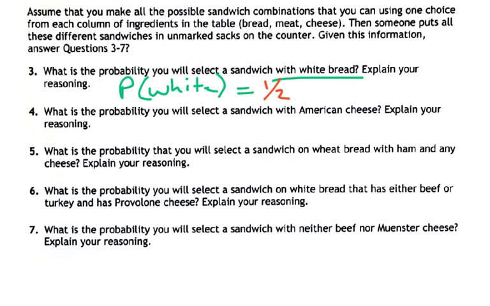What's the probability that we'll select American cheese? So, how it might look on a test or a quiz, probability of American cheese. Well, there are 4 different types of cheese, and all we're asking about is the cheese. So it's a 1/4 probability.